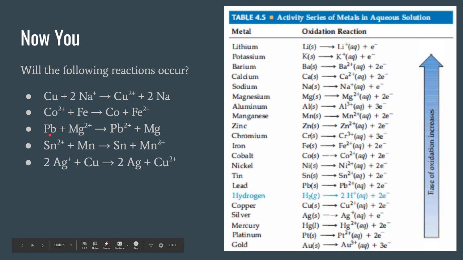Now, lead versus magnesium. Lead metal, magnesium ions. Here's lead, and here's magnesium. Lead does not want to be oxidized more than magnesium does, therefore this reaction will not occur as written.